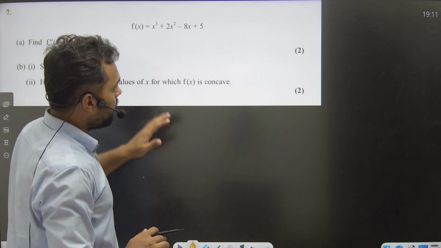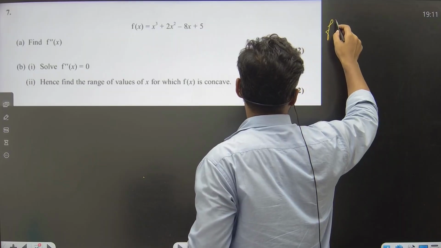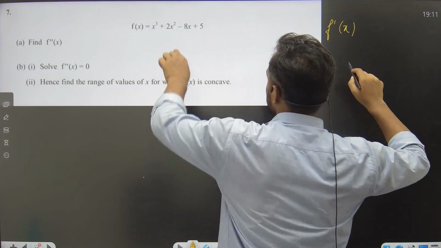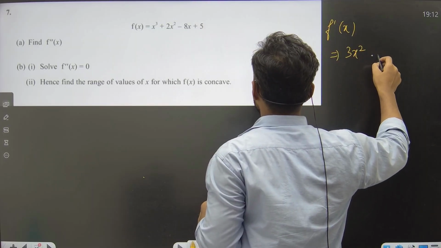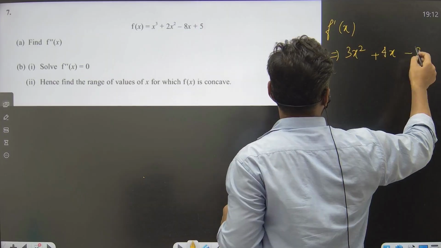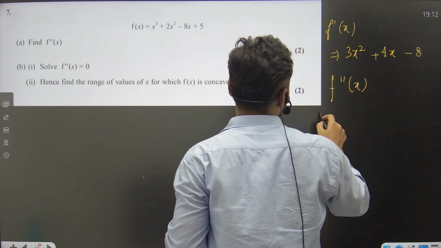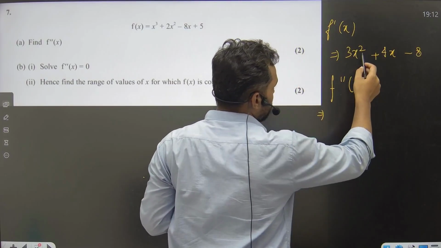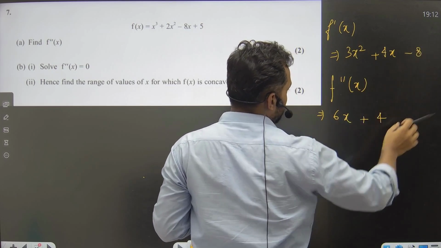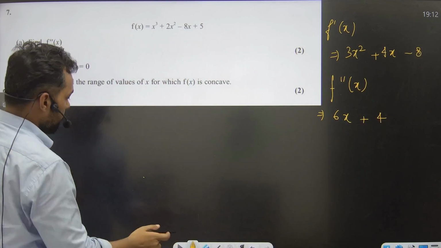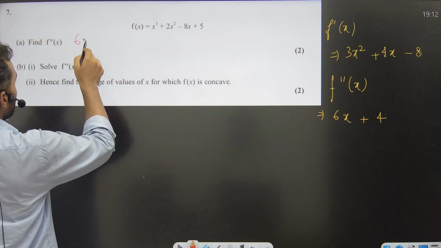What we need to find is f double prime of x. So f(x) is given. So what will be f prime of x? First we need to differentiate this function. Same formula which we know, we will get 3x square plus 4x negative of 8. Since they have asked for double differentiation, again we need to differentiate. So we'll get 3 cross 2, that is 6 times x plus 4. This term is constant, so we'll get 0. So what will be f double prime x? We have got the value, students, that is 6x plus 4.